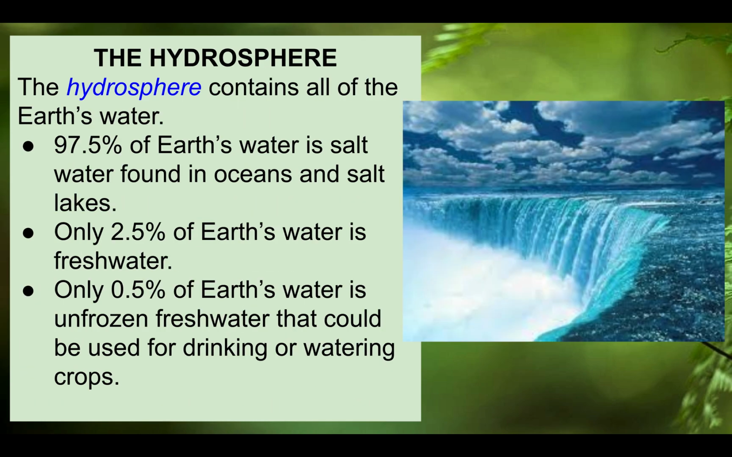The hydrosphere contains all of the Earth's water. 97.5% of Earth's water is salt water, which is found in oceans and salt lakes. Only 2.5% of Earth's water is fresh water, and only 0.5% of Earth's water is unfrozen fresh water that could be used for drinking or watering crops.